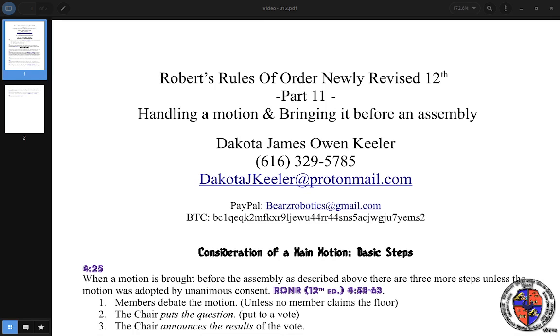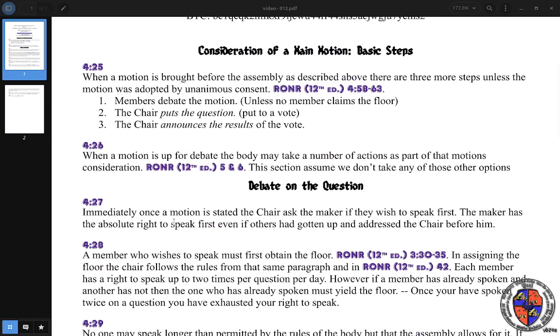My name's DakotaJKeeler, and today we're going to be talking about the consideration of a motion and its basic steps, and a little bit about debate. So, we pick up with 425.